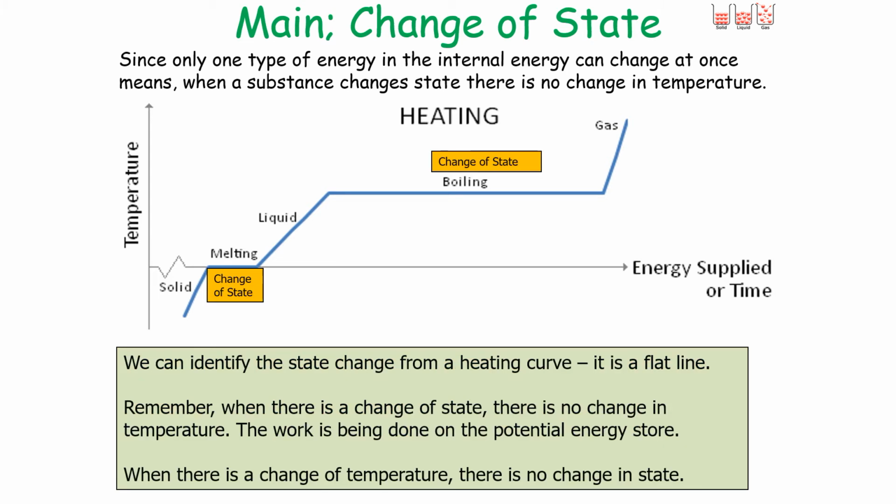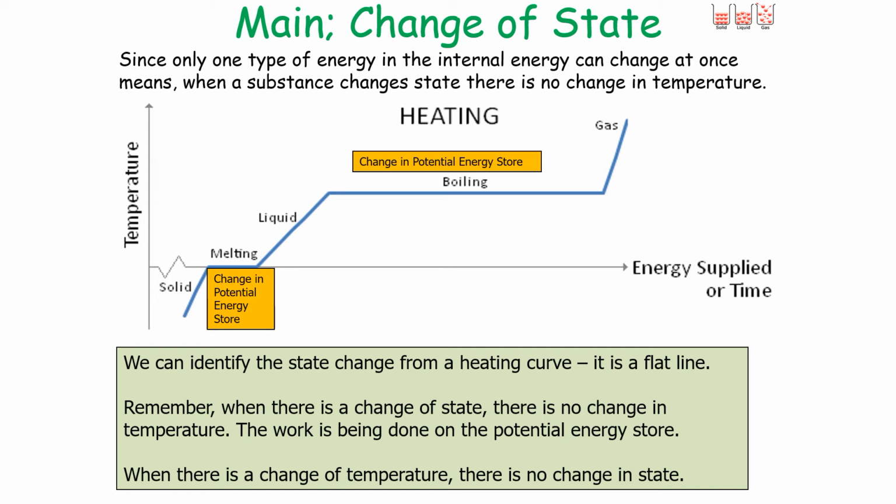Now, we can identify the state change from a heating curve because it is a flat line. Because remember, when there's a change of state, there is no change in temperature. The work being done is being done on the potential energy store. So when there's a change of temperature, there is no change of state. And when there's a change of state, there is no change in temperature.